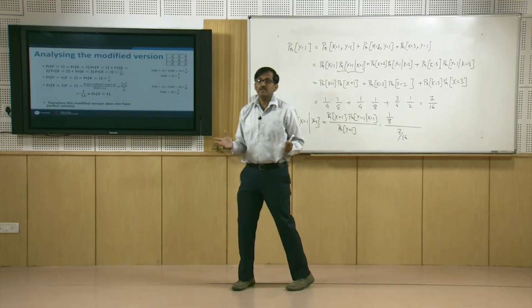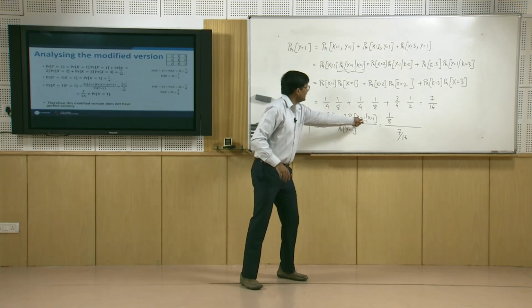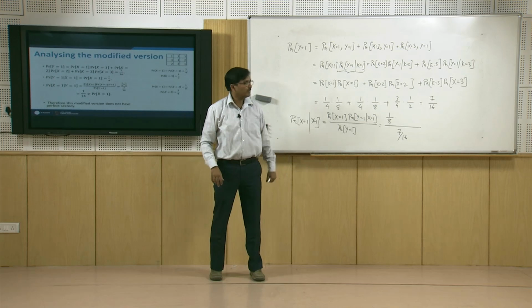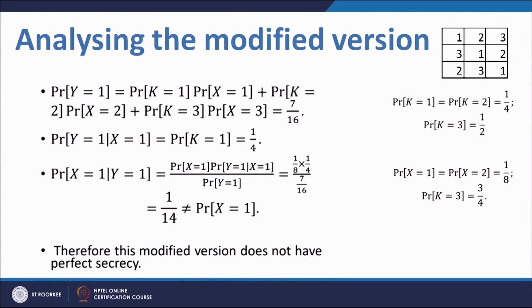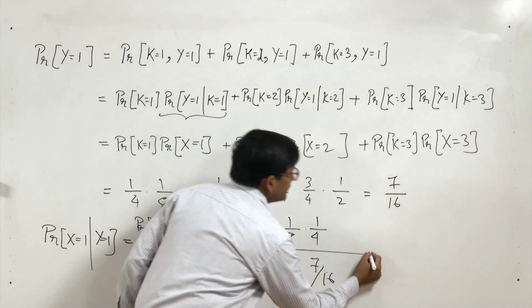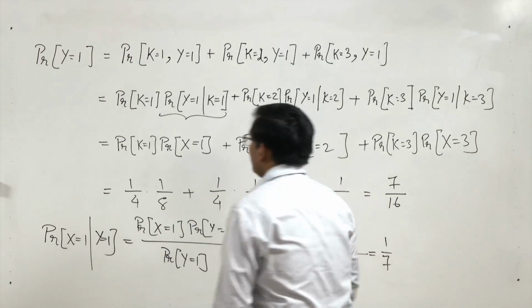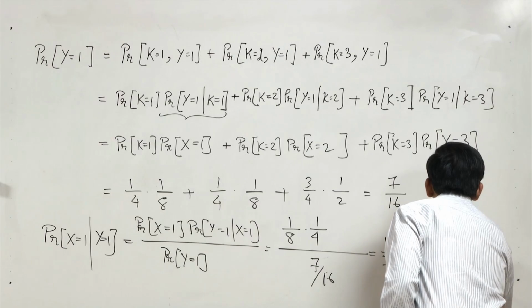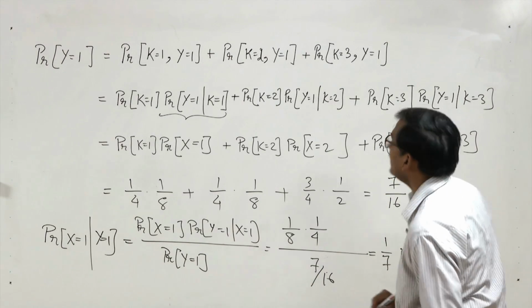Now again I ask a question: given x equal to 1, I know x equal to 1 has occurred, that means here. What is the probability that y equal to 1? When you have x equal to 1, y equal to 1 will occur in only one place, and that is when key k1 is chosen, and the probability of choosing k1 is 1/4. Therefore, I will replace this conditional by 1/4, and this gives me 1/7, and please see that this is not equal to probability of x equal to 1, which is 1/8.